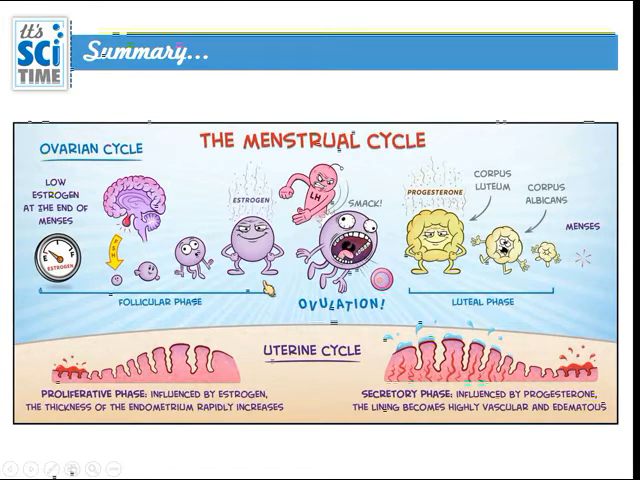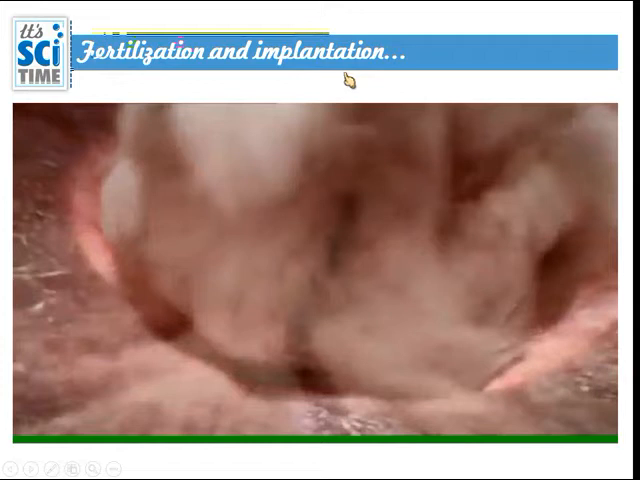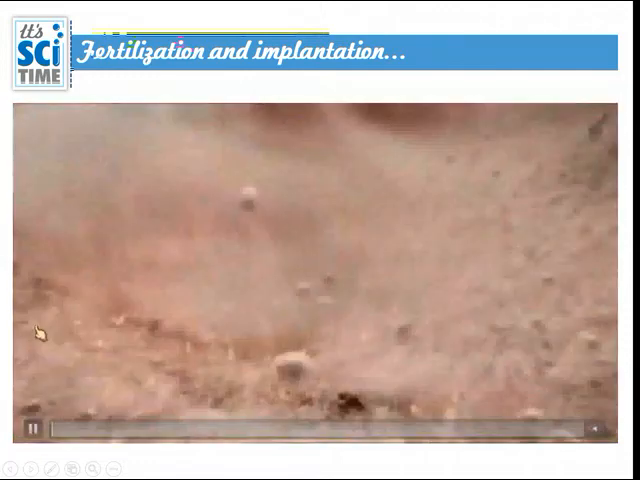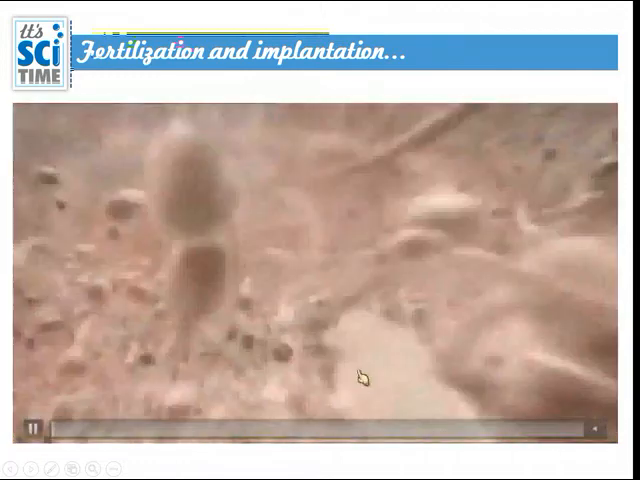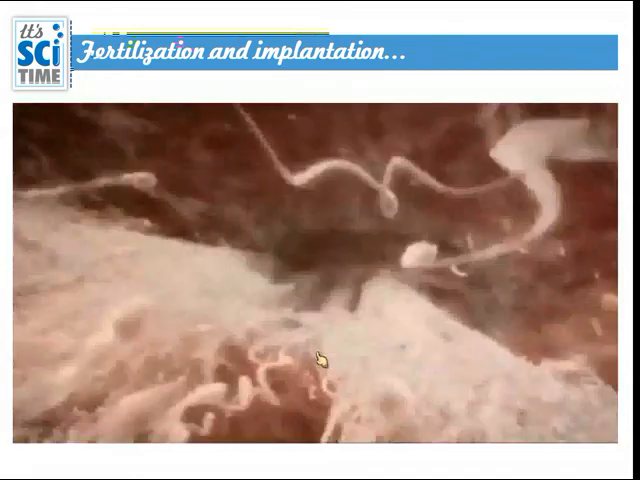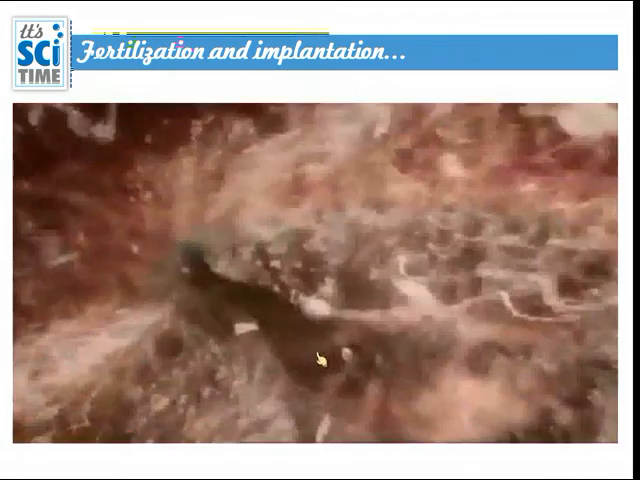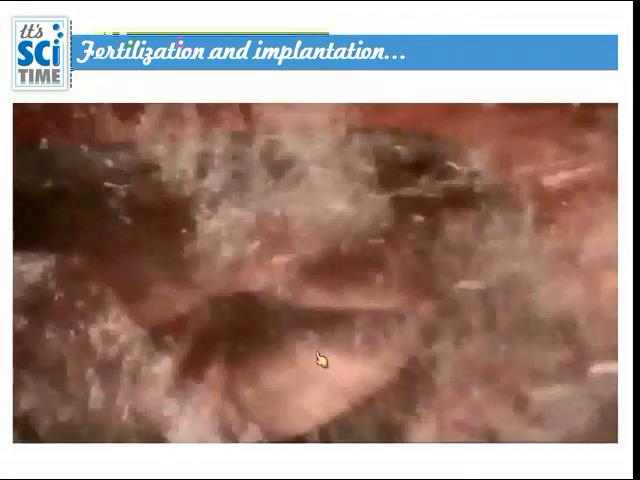This is the summary of the hormonal actions. Now we can move on to fertilization and the implantation process. Watch this video. I will explain what happens here while watching it. First, it starts from the release of sperms into the female reproductive system, and through the vagina it runs up to the uterus.